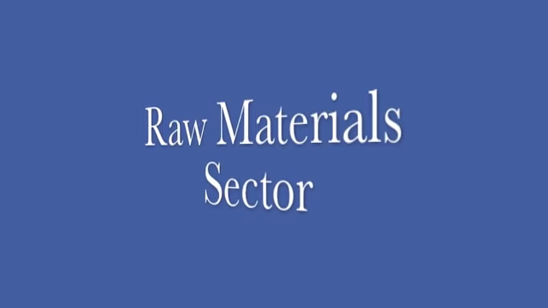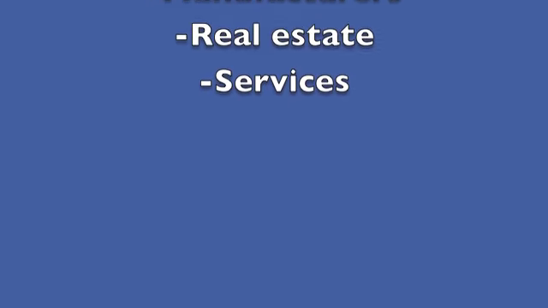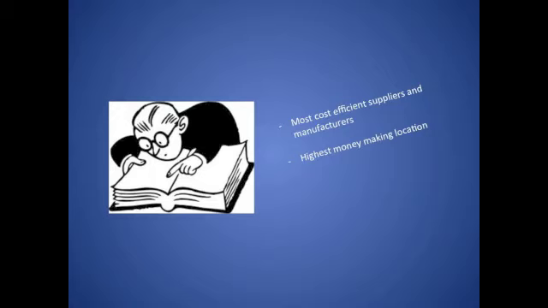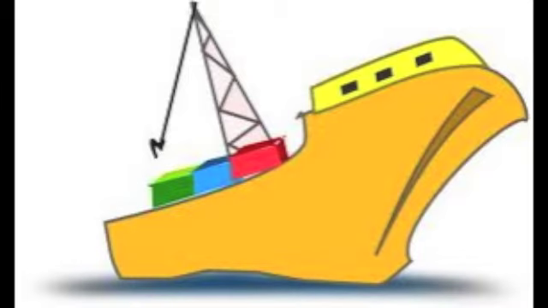Two is the raw materials sector. This includes suppliers, manufacturers, real estate, and services. Healthcare organizations must always be researching to make sure that they are using the most cost-efficient suppliers and manufacturers, as well as keeping their organization in the most money-producing location. Importing different materials from other countries for cheaper options is an example of raw materials.